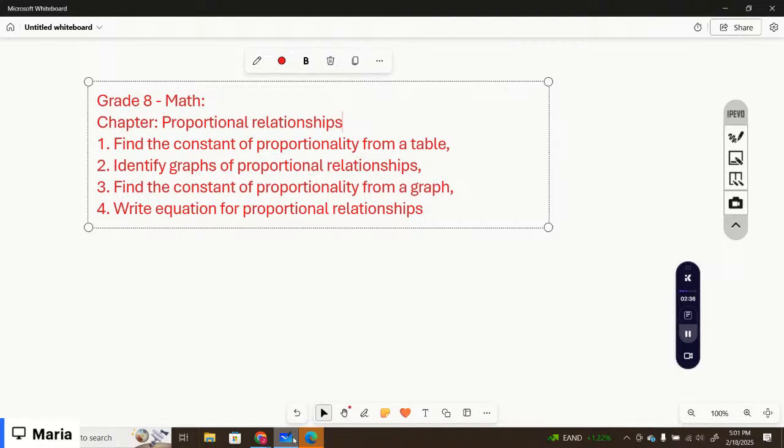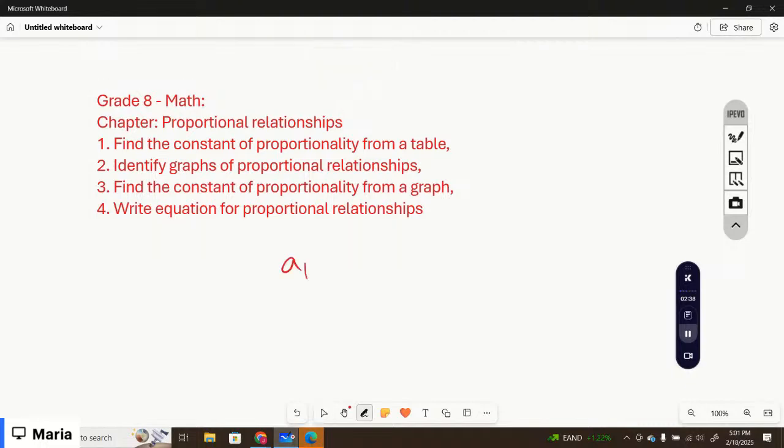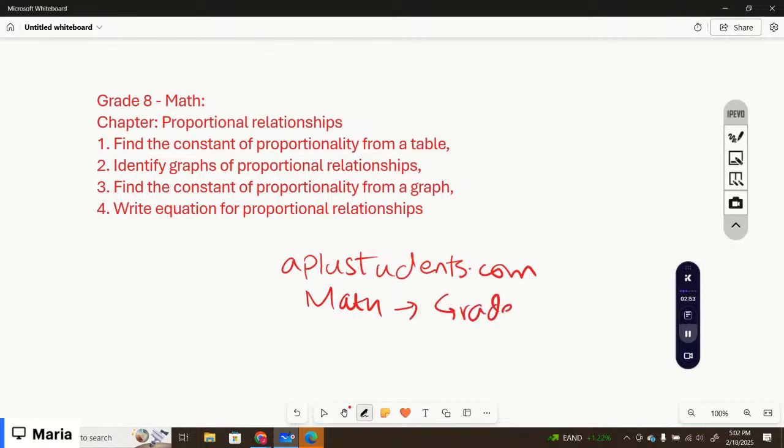You can find all the lessons on aplusstudents.com. You have to log in there using your email address and password as provided by the administrator. Then you have to select math from the subject tab, scroll down to grade 8 math, and then click on view all lessons. There you can find a list of the chapters. We're going to start with the chapter proportional relationships.